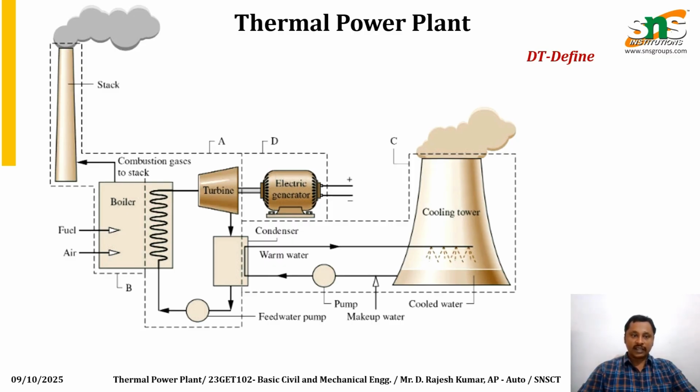And if you see, there are other parts. This one is called the chimney, where the exhaust gas from the burnt coal is sent through the chimney to the atmosphere. And here there are pumps. These pumps are used to pump the water inside the boiler. And this one is the cooling tower.